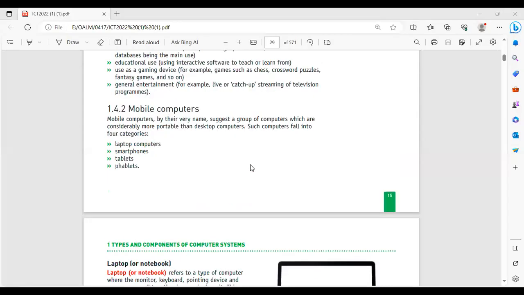Okay, now mobile computer. Can you tell me why we call it mobile as a computer? Anybody? Sir, because a mobile phone usually has a microprocessor just like a computer. Okay, microprocessor. Zarish, can you tell me why it is called mobile as a computer?